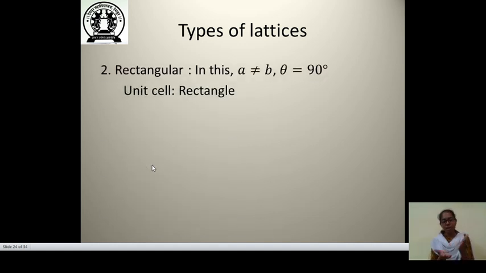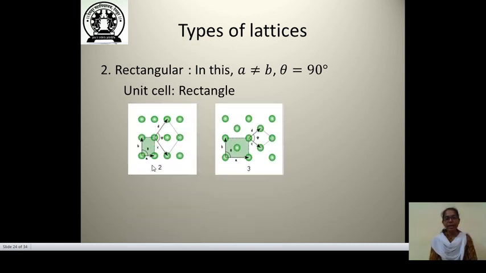The next crystal system is rectangular. Rectangular means the length of one side is not equal to the length of the other side, and the angle between them is 90 degrees, but the lengths are not equal. Therefore, the condition for the rectangle is A is not equal to B and theta is equal to 90 degrees. To construct the rectangular crystal lattice, we want the unit cell as a rectangle. If you repeat each rectangle in all directions, you will get the rectangular crystal system.